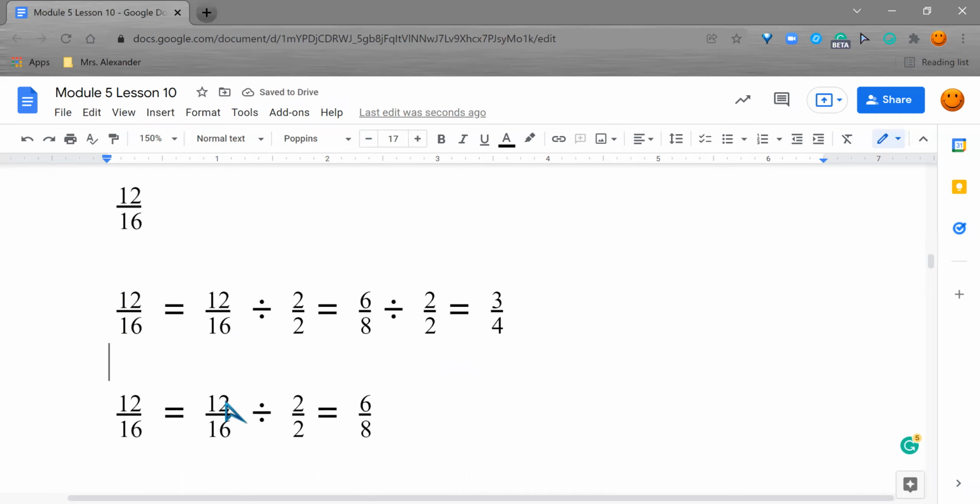If you saw that 16 and 12 had the common number 4, you could have done 4. And then 4 times what gave you 12? Yes, you guys, it is 3. And 4 times what gave you 16? Yes, 4. Great job. So it depends how well you know your multiplication facts to which strategy you use. But just make sure you master the strategy that's going to be best for you.